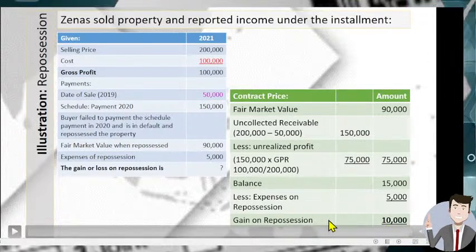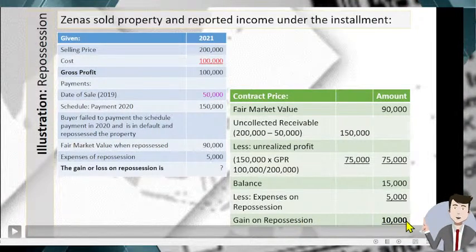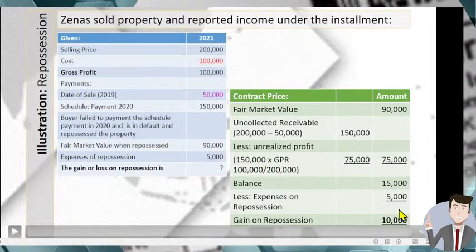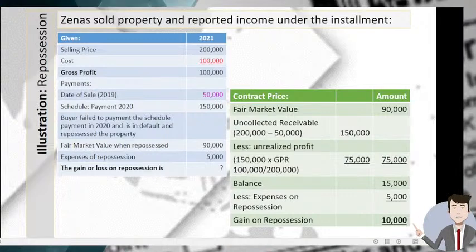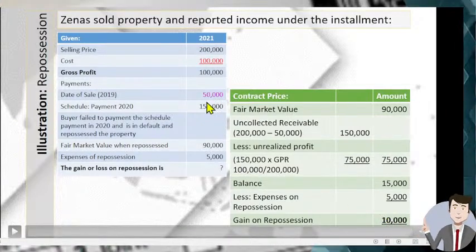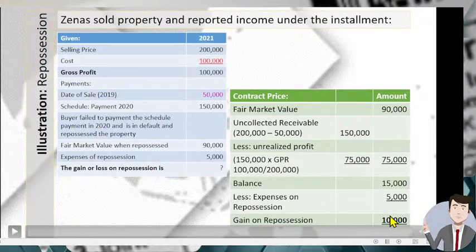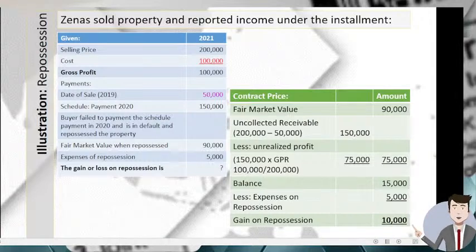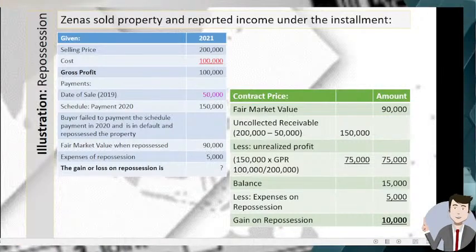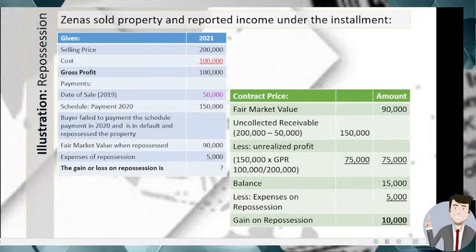Okay? So in our case, gain on repossession is considered as an ordinary gain, and it will be included in the computation of income tax due, and it will form part of Zena's taxable income, subject to the income tax table based on our discussion on the previous topic. Okay, so that's how you report income in case there is repossession.